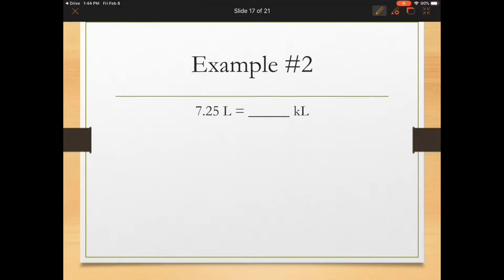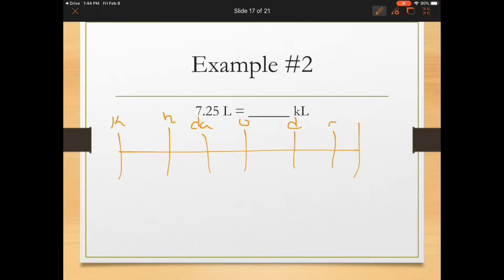Now let's try this one. So I've got 7.25 liters and I want to go to kiloliters. Well, let me do this quick here. So if I have liters, I'm starting right here in the very middle of the timeline. And I'm converting to kiloliters. And kiloliters is on the very end on the left.